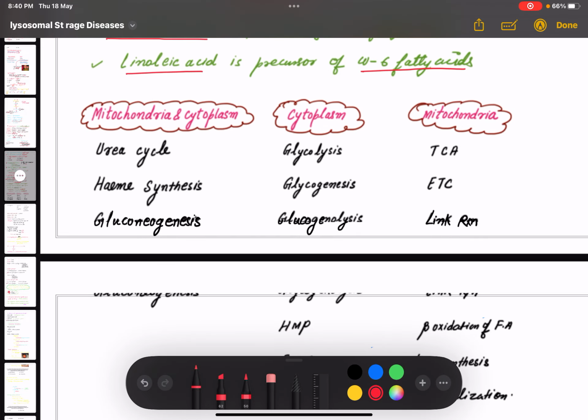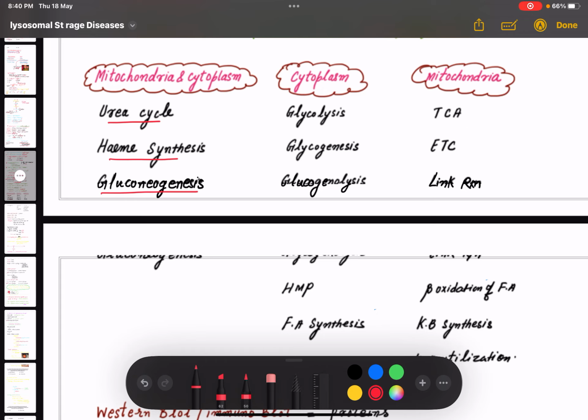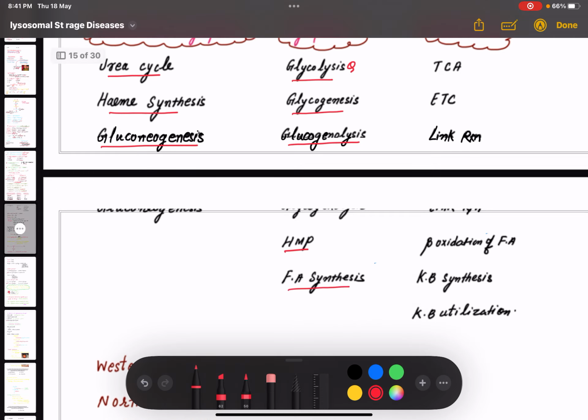Now let's see another topic: there are different pathways which occur in different compartments. So let's try to remember them. In mitochondria and cytoplasm, we have the urea cycle, heme synthesis, and gluconeogenesis, these three pathways. In the cytoplasm, we have glycolysis, glycogenesis, glycogenolysis, the hexose monophosphate pathway, and fatty acid synthesis.